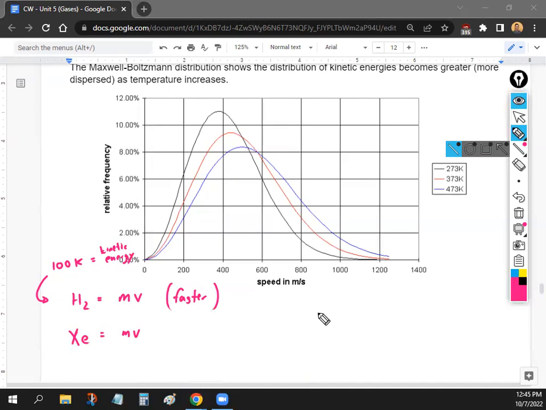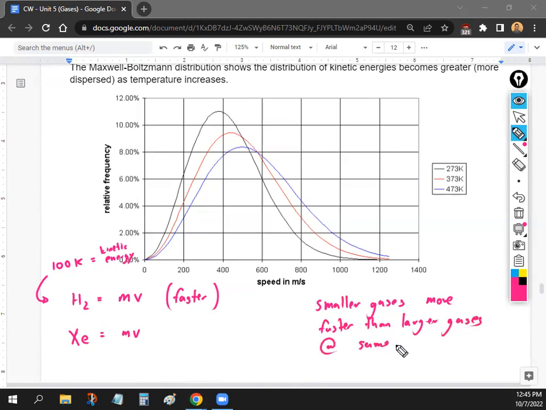So if we could summarize that in one sentence, it would be: smaller gases, I guess fly is the wrong term, but they move faster than larger gases at the same temperature. Hopefully my hitting you with my car example helps you understand that.